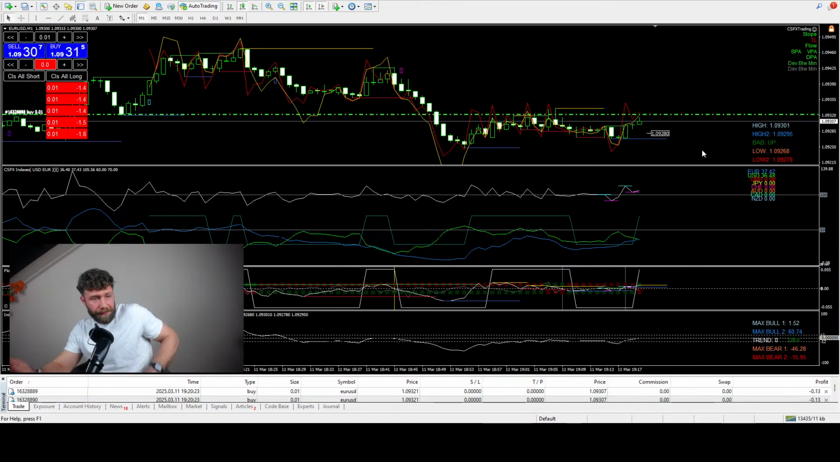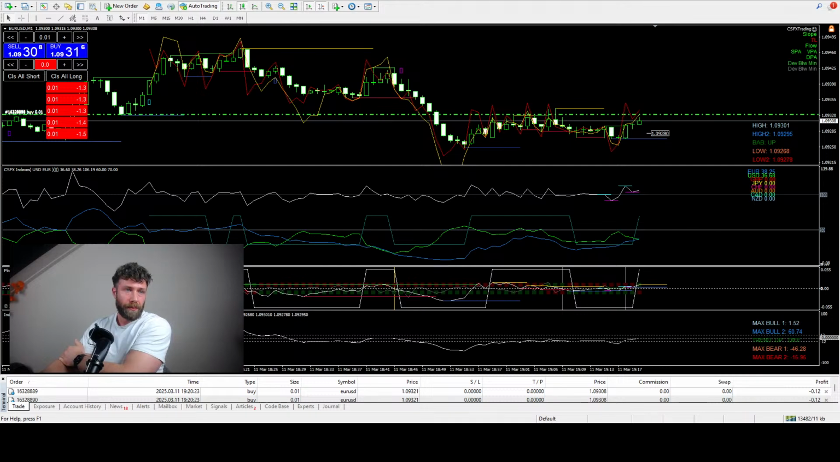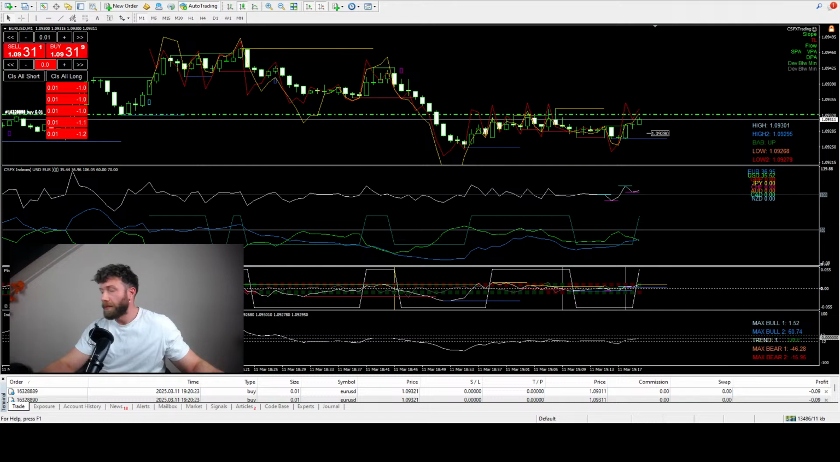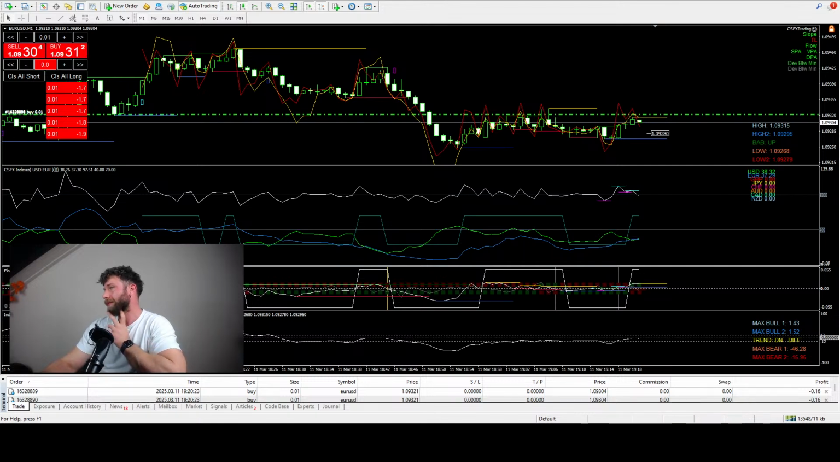I hate ranges. Totally hate them. Absolutely terrible. This could be another loss. It just doesn't know where it wants to go.